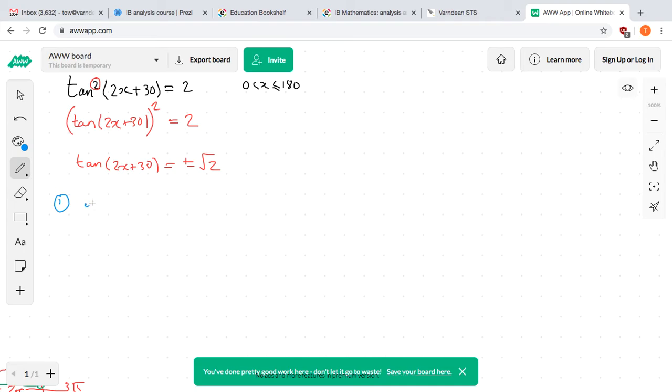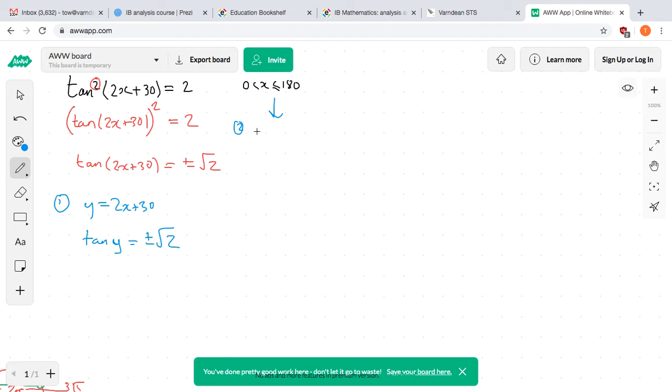Substitution. y equals 2x plus 30. So now we're solving tan y equals plus or minus root 2. Okay, that's a relief because I didn't like that 2x plus 30. But we do have to change the range, that's step 2. So we basically times everything by 2, add 30 to everything.